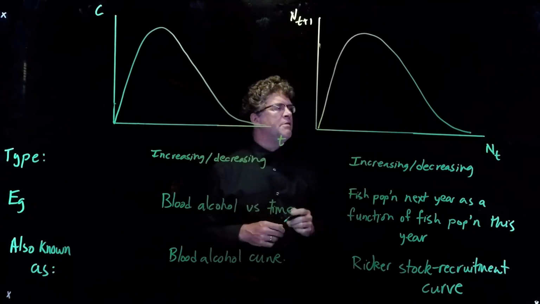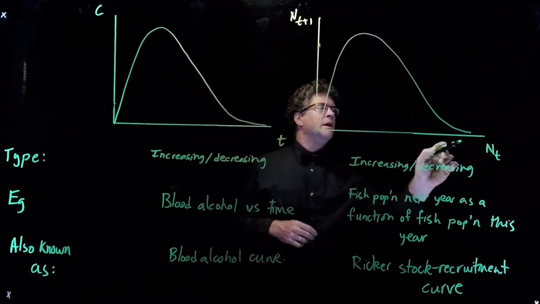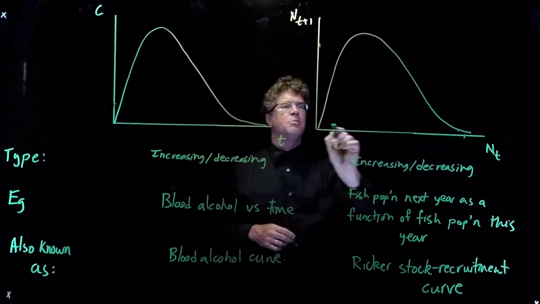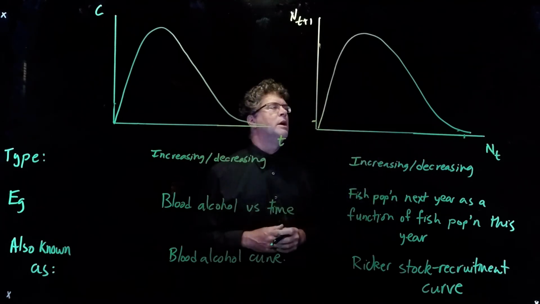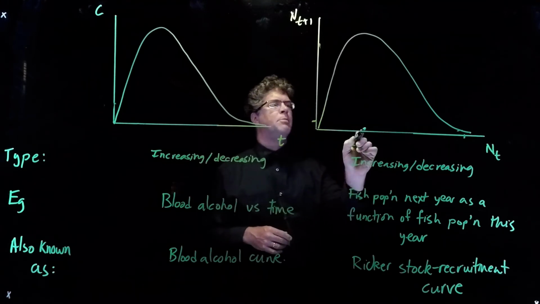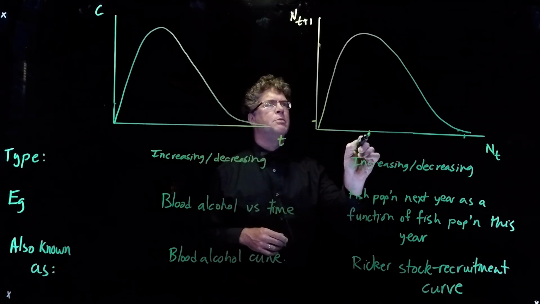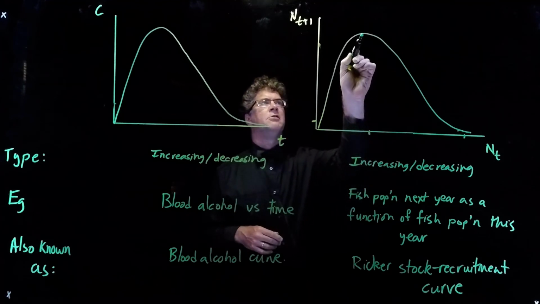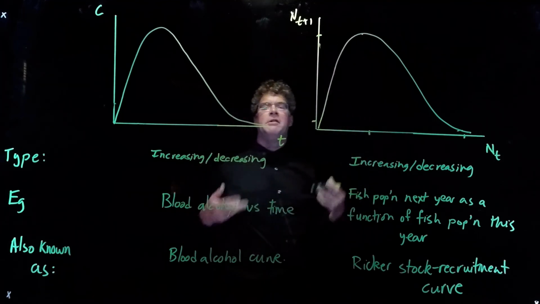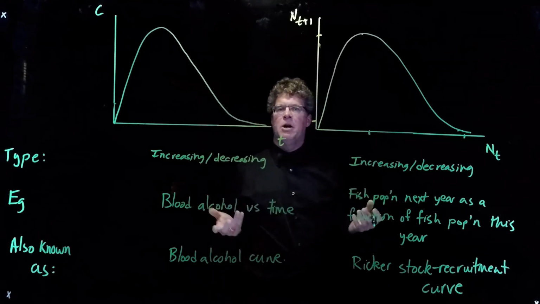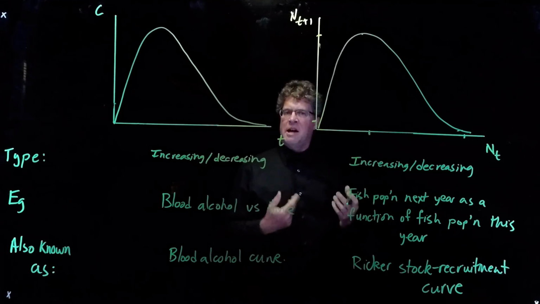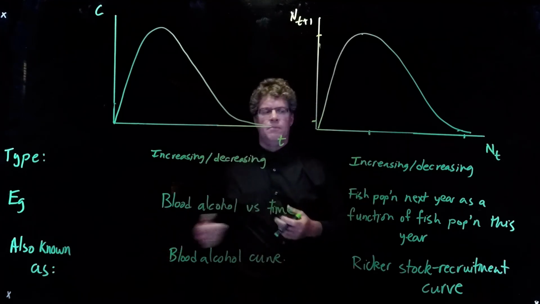What it means is if this year's population is very high, then next year's population could be quite low. Versus if this year's population has some kind of intermediate value, then next year's population could be quite high. This is called overcompensation. So it allows populations to crash if they're very high, because next year they'll be low.